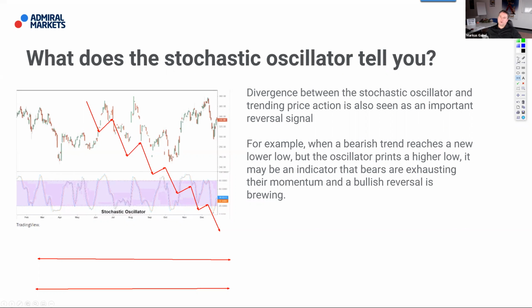So now you have your oscillator. It goes up and down and up and down. Now it goes down, with this low, and then it goes up again, and the oscillator goes down, but you have a lower low in price and a higher low in the oscillator. This is what we call a divergence between the price and the oscillator, because this oscillator gives you an indication if the price is exhausting and a reversal is brewing.